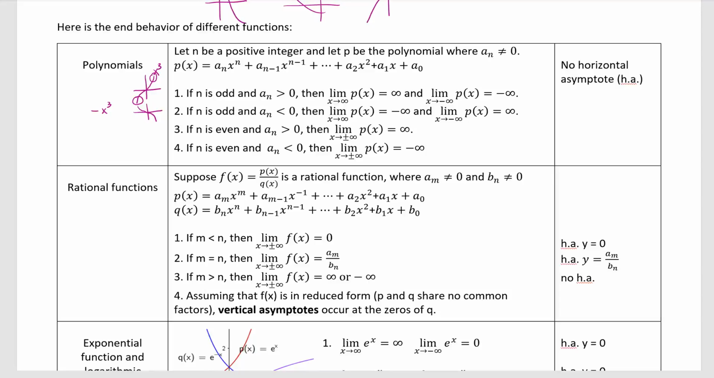Okay, how about when n is even? Think about the example x squared. What's the picture of x squared? Like this. So when x goes to positive infinity or minus infinity, y goes to infinity. How about when the leading coefficient is negative? We can think about minus x squared. So it is flipped down, right? So no matter whether x goes to infinity or minus infinity, y goes to minus infinity. And because the limits are not numbers, we don't have any horizontal asymptotes in all of these cases. Okay, so that is for polynomials.